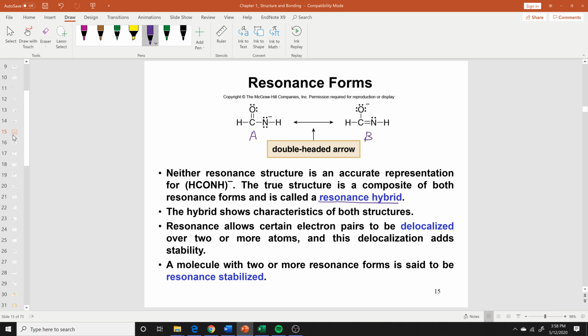Okay, now normally when electrons delocalize, this means that electrons are spread through a large surface area. When they are spread through a large surface area, this increases the stability of the structure. So molecules with two or more resonance structures are called resonance stabilized, because resonance is kind of like the electronic cloud, and if the electronic cloud is spread over a larger surface area, the structure will be more stable.